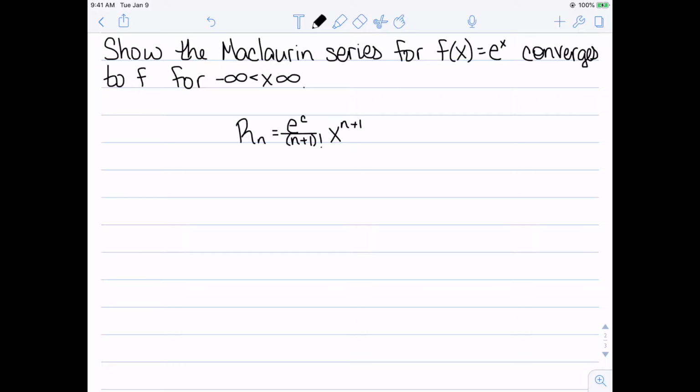In this case, I have that my remainder is e to the c over (n+1) factorial times x to the n+1, where c is somewhere between 0 and x. We know that e to the 0 is 1, and so we can say that e to the c is always less than or equal to e to the absolute value of x. E is increasing, so if x was negative, we're going to absolute value it and make it positive. And if it's positive, the fact that this is always increasing and c is less than x gives this to me. This then tells me that the absolute value of the remainder is less than or equal to e to the absolute value of x over (n+1) factorial times the absolute value of x to the n+1.